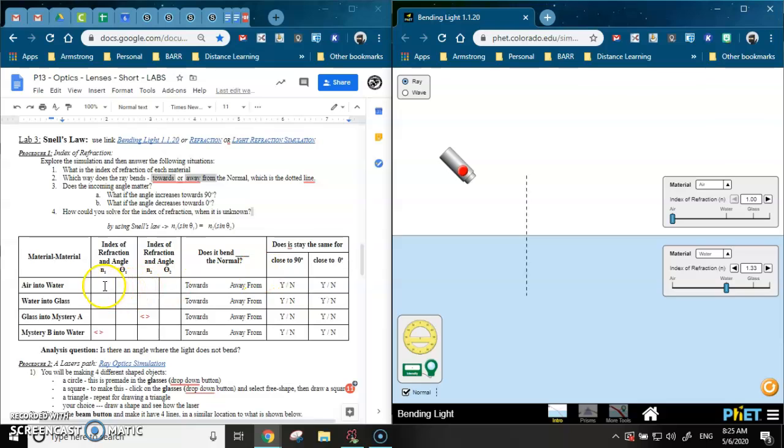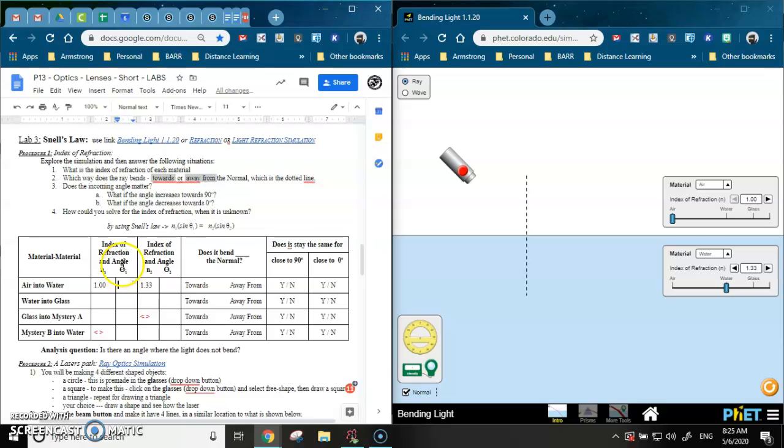I can use that knowledge to help me calculate things like the angle that the light is going to bend at. But in the case of this lab, I don't have to do any of the calculations. I'm just going to observe and write things down. So the index of refraction, n, for air is 1, so here I would type in 1.00. And the index of refraction for water, our second material, is 1.33, so that would go here. I'm going to type those in, 1.00 and 1.33.